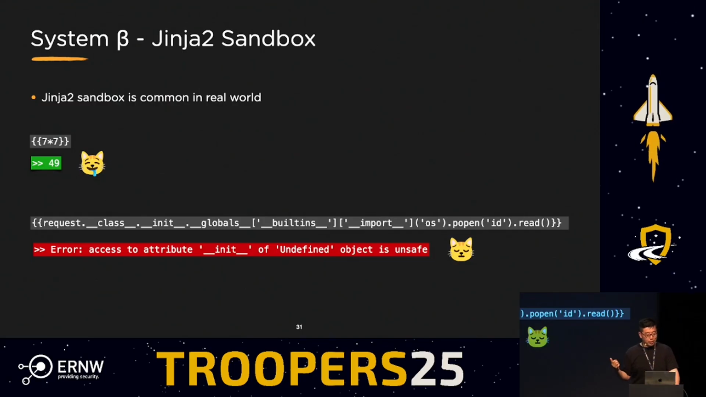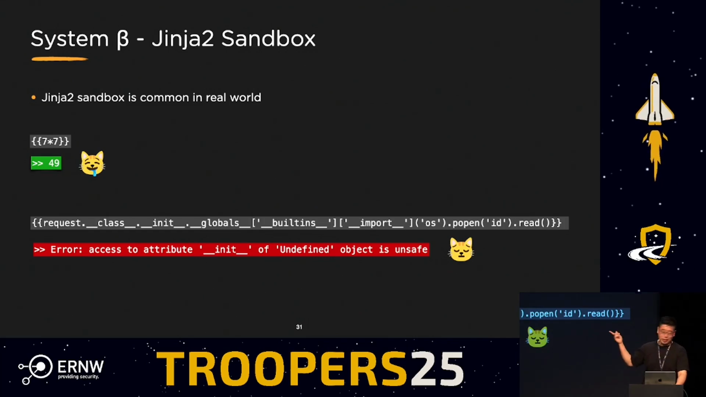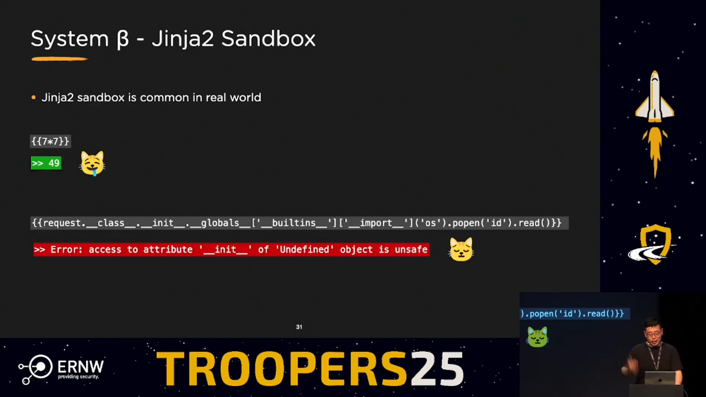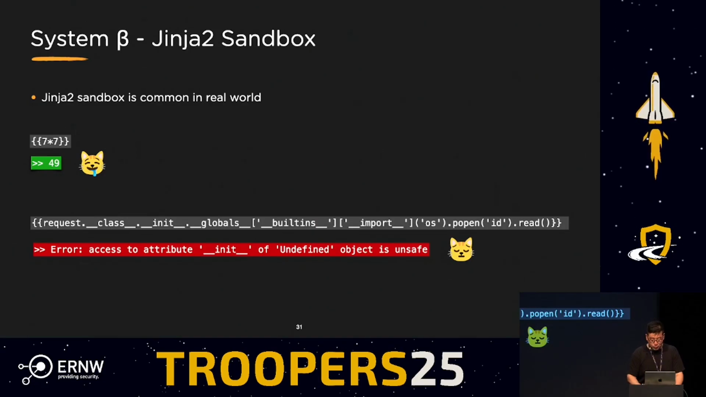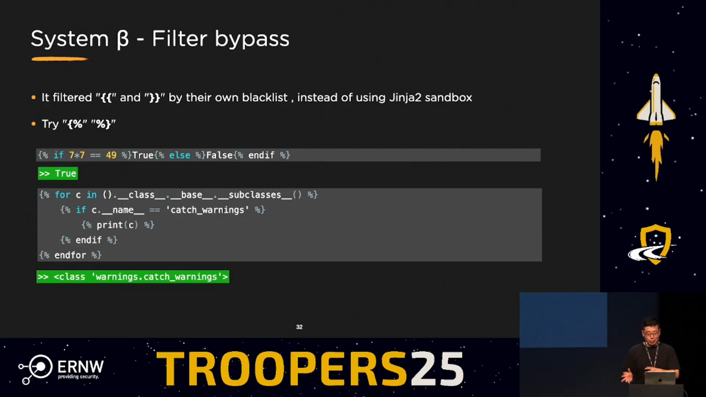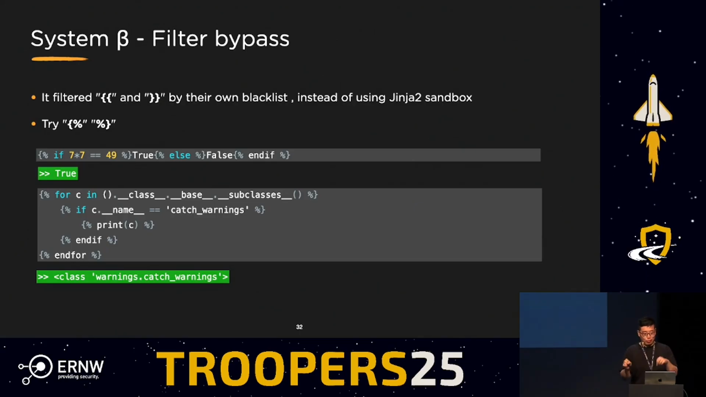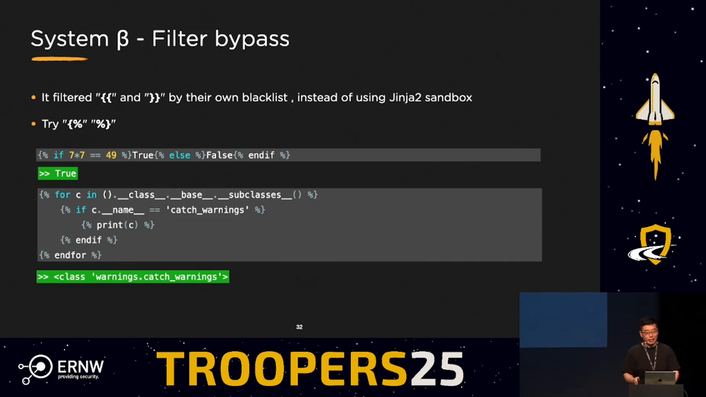For the Jinja 2 sandbox, in the real world it's actually really common. When you put this kind of payload in, it returns 49. But if you try to fetch the object in Python to achieve RCE, it returns that you are not allowed to access this attribute, and it's undefined. But if you still remember, the response of this ground station system is embedded input in double braces. So basically, I guess they implemented their own blacklist on this field.